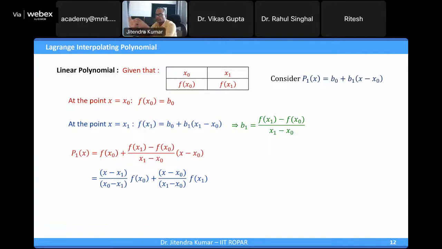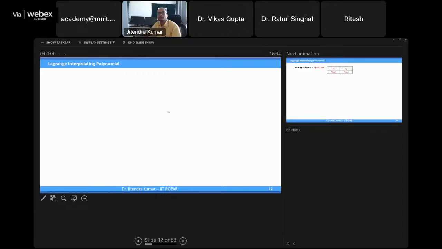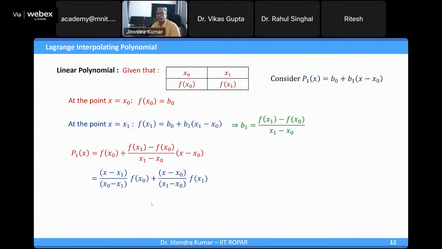Just rewriting this to fit into a very special format so that we can generalize it for any given points. Here I'm collecting the terms with f(x0). For this f(x0), the coefficient comes out to be x minus x1 over x0 minus x1, and with f(x1) we have this polynomial, x minus x0 over x1 minus x0.